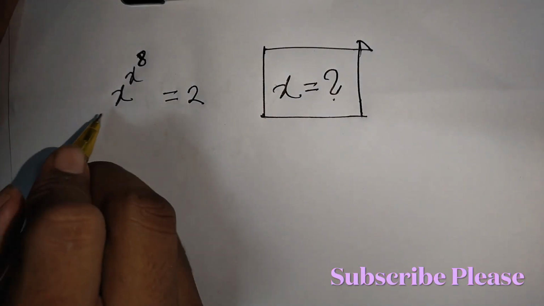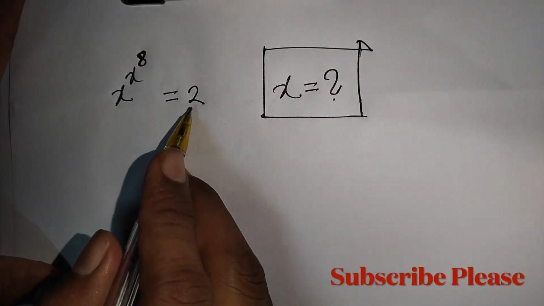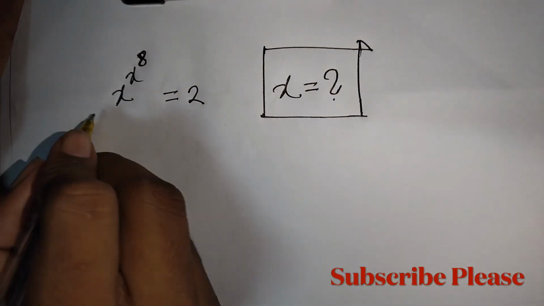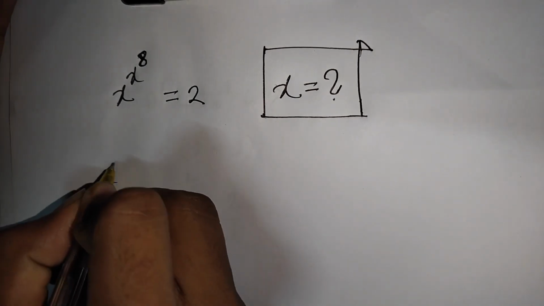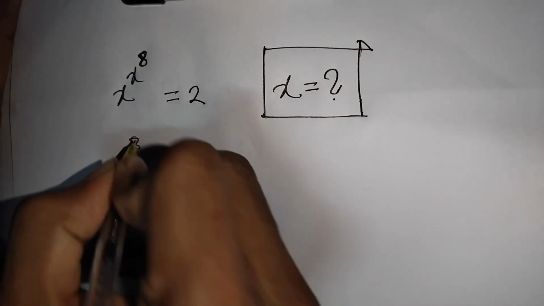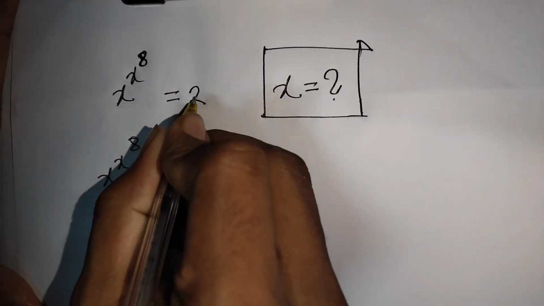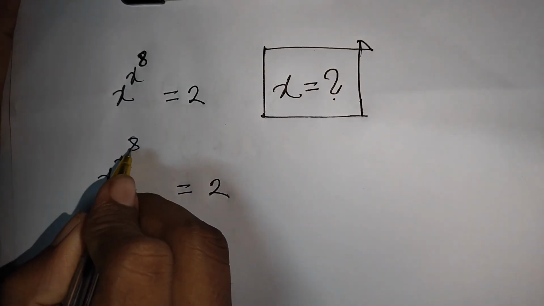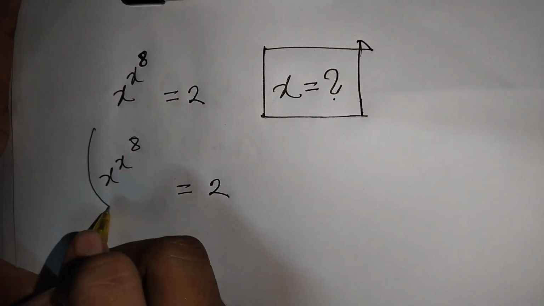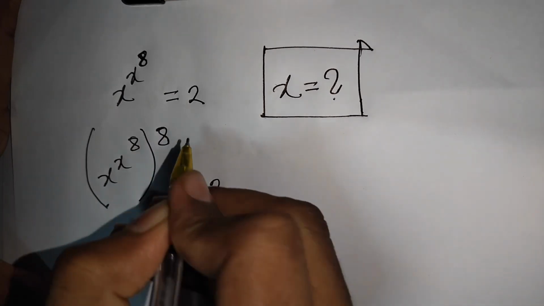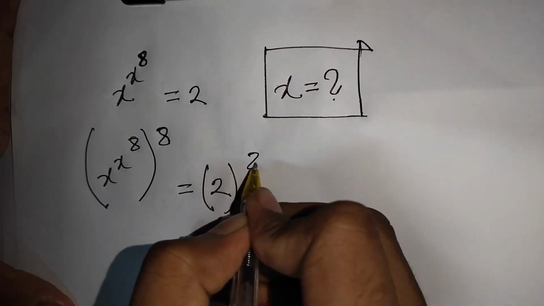How to solve x power 8 is equal to 2. Find the value of x. So we have x power 8 is equal to 2. Now we multiply by power of 8 on both sides. So multiply by power of 8, multiply by power of 8.